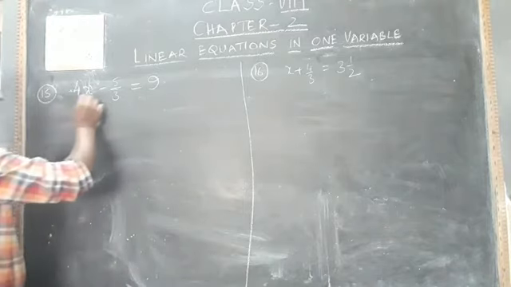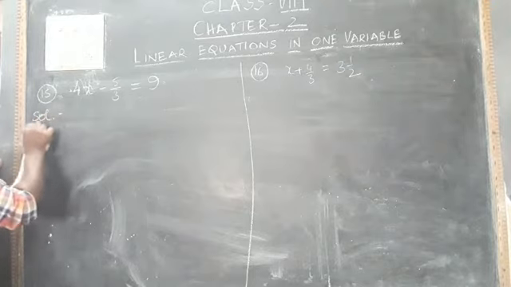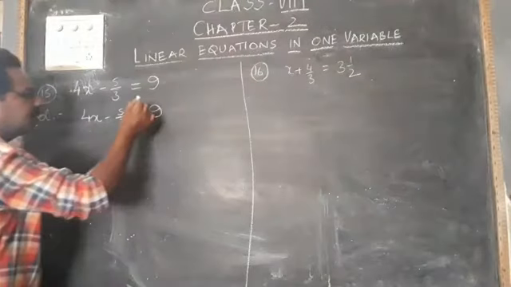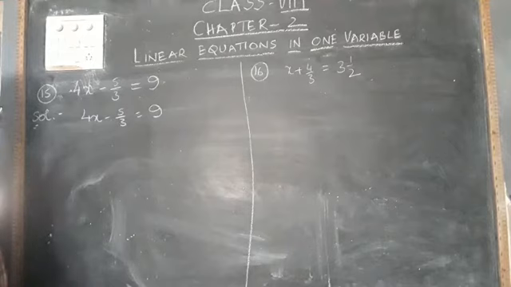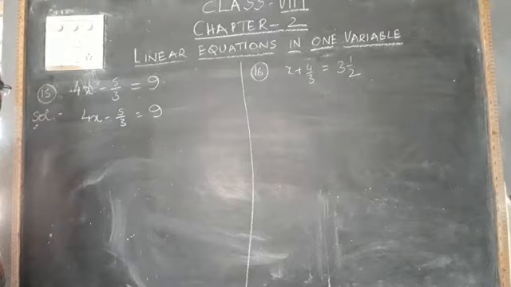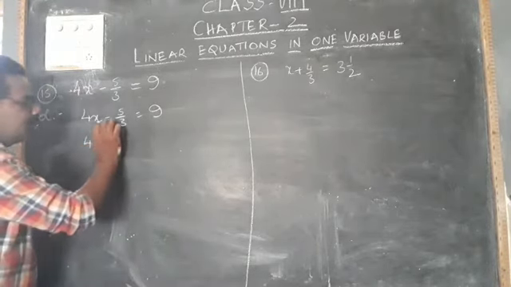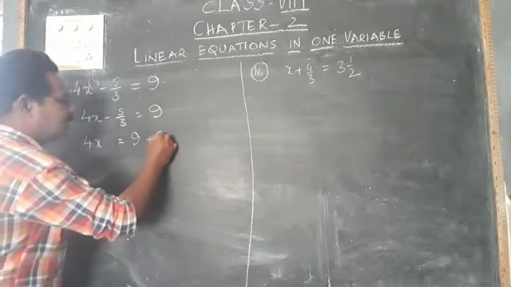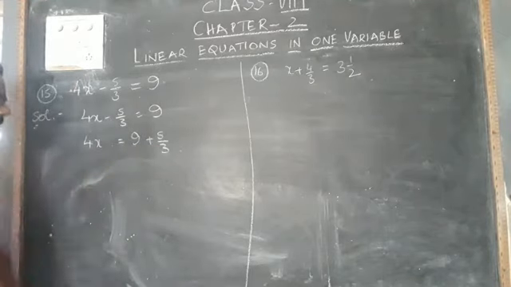15th sum: 4x minus 5 by 3 is equal to 9. For this solution, 4x you can keep here, and minus 5 by 3 you can take to that side. This is equal to 9 plus 5 by 3.